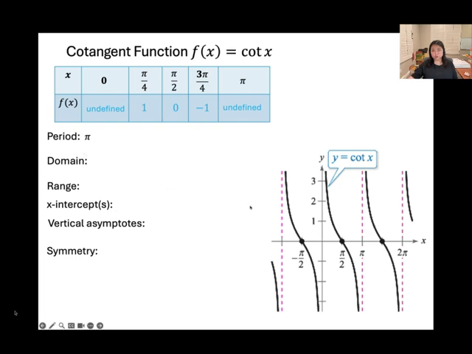Okay, the period is going to be equal to pi, right? From 0 to here, there's a pi. 1 pi, 2 pi, 1 pi here. So the period is equal to pi.